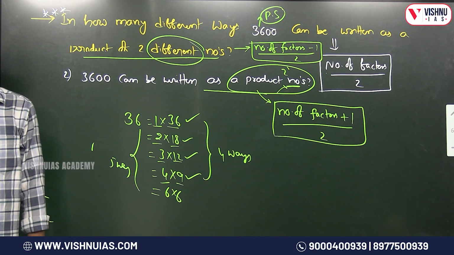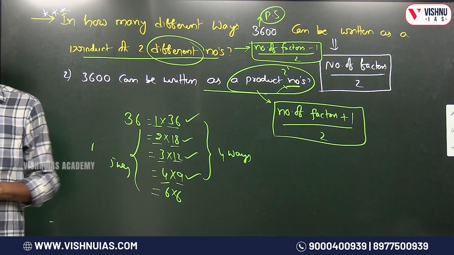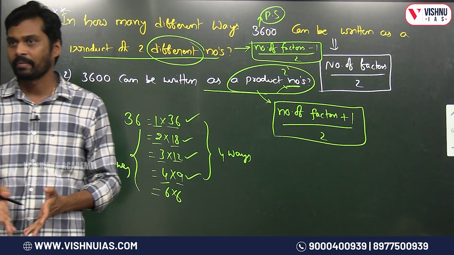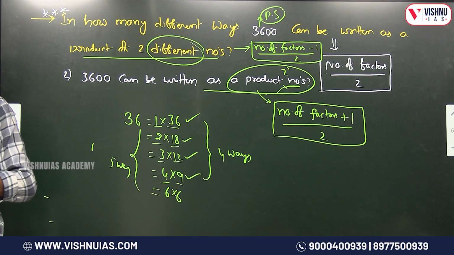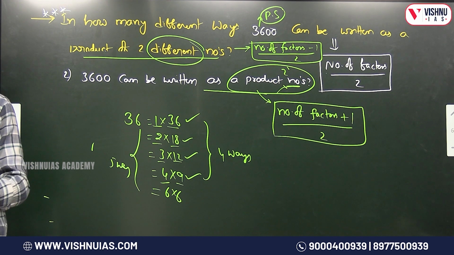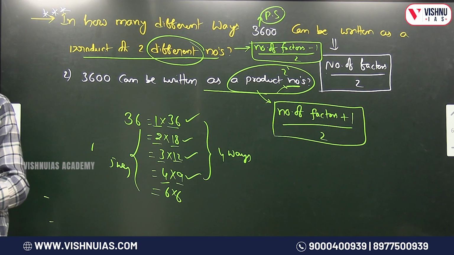Is it clear? So you need to look carefully at the problem when the given number is a perfect square. If it is not a perfect square, we get the answer exactly. So you first find the number of factors and then divide by 2. If you get an exact answer, no problem, we directly choose that option. Otherwise, if you get the answer in decimal points, then you need to think that the number is a perfect square.